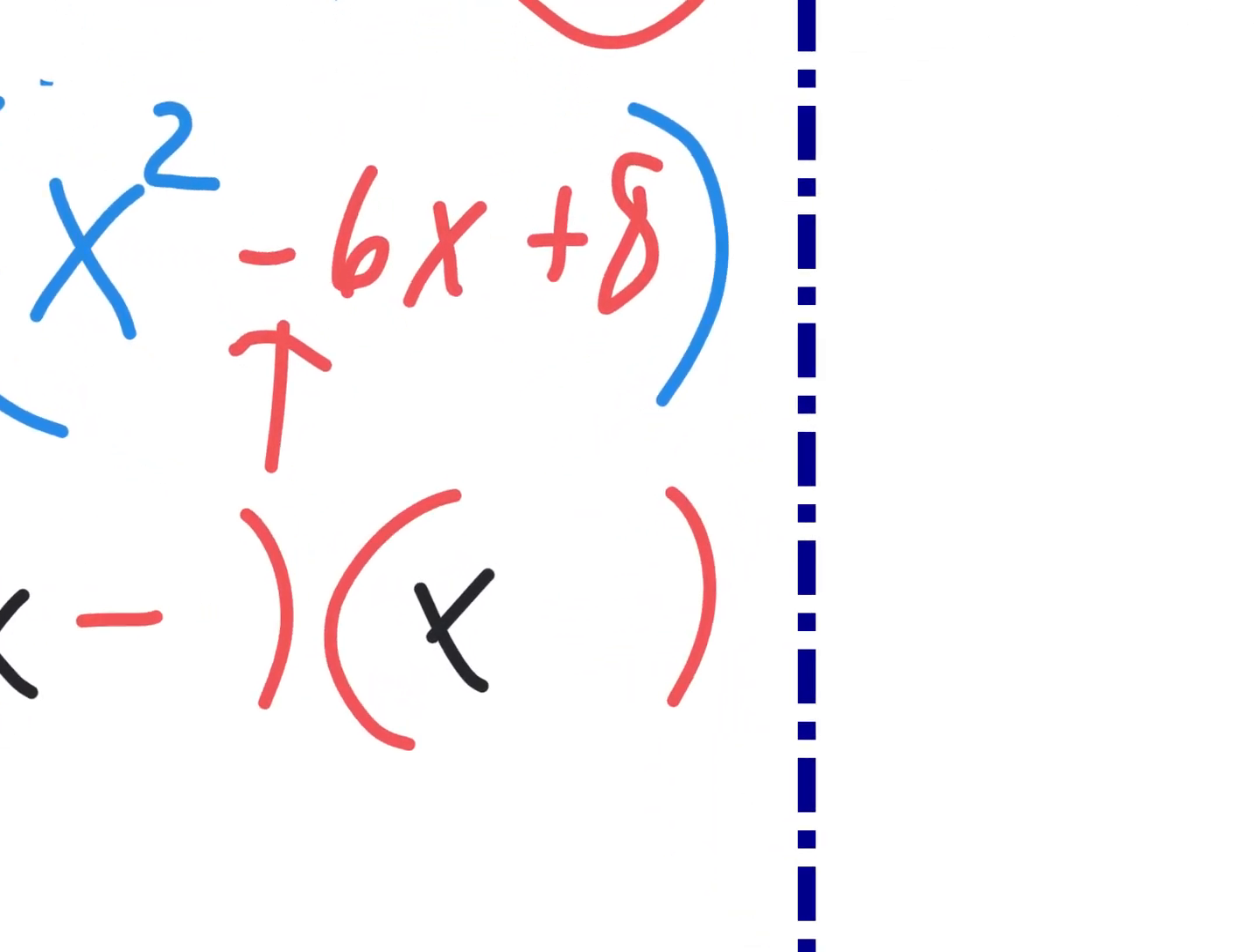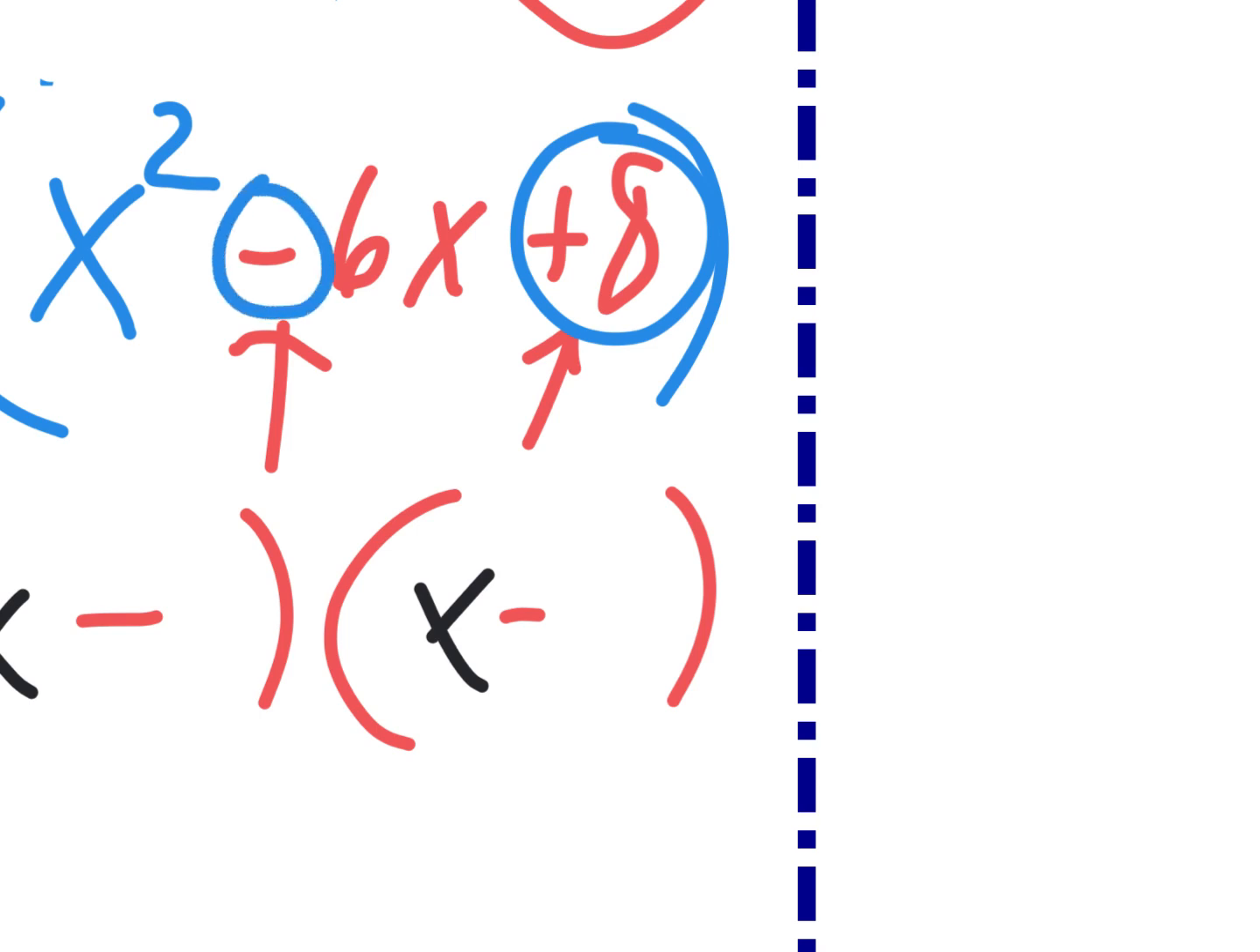Look, I need a positive answer at the end. Yes, this is the kind with 2 negatives. So if the last number is positive, but the middle number is negative, I know it's hard to remember this. You just kind of have to think it through and go, would 1 negative be enough? No, it wouldn't. I need 2 negatives.